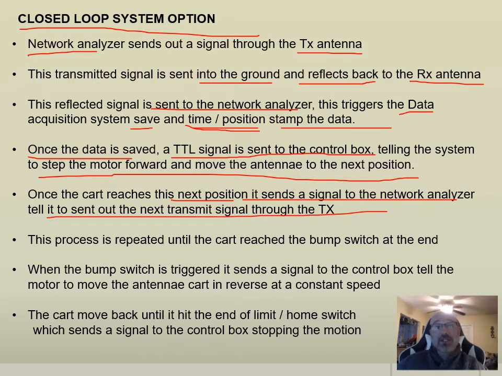And we repeat this process of transmitting and receiving and moving and stepping the cart forward based off of this closed loop system and our sensors. And we repeat this process until the cart reaches that bump switch at the end. So that's how we know we're done. We've reached this here, and when it reaches the bump switch at the end, this signal is sent back to our Arduino control box, in our control box here, and tells the motor, okay, stop moving the antenna, reverse it, and move it back to our home position at a constant speed. So then the cart moves back until it hits our home or our limit switch there, and we can put in new test samples and go from there, run another test.